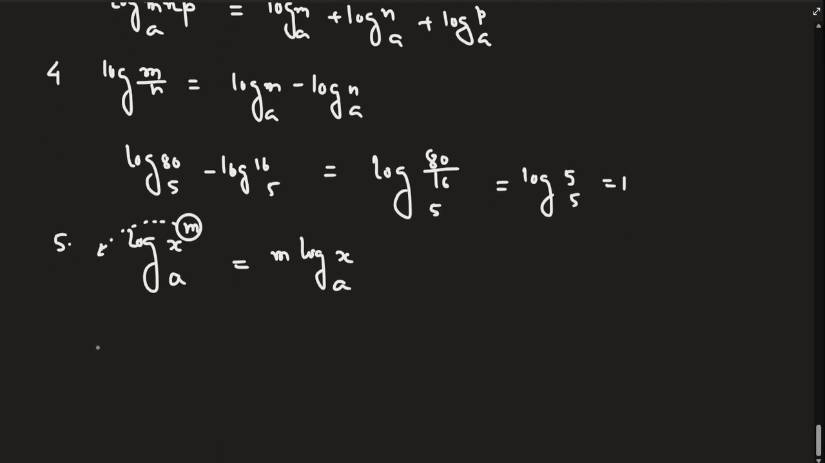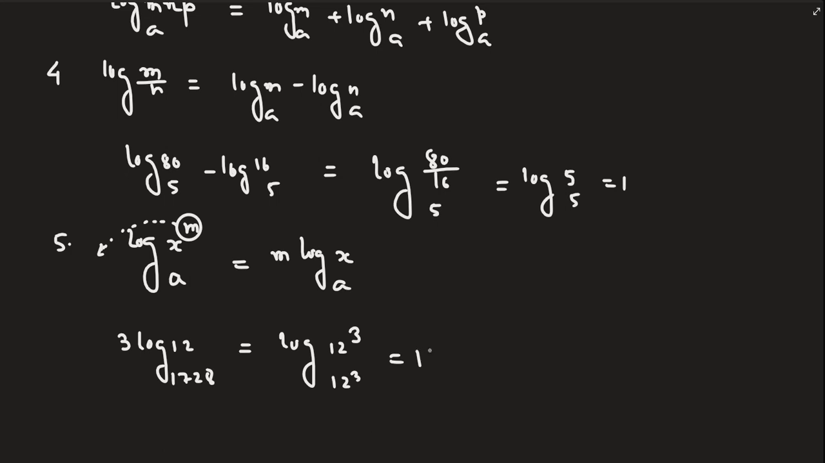Suppose we want to calculate these values. Log base 3 of 1728 and here 12. So what is its value? We can easily write 12 cubed, and 1728 you also know is 12 cubed, so this will be 1. Both the numbers are the same, that's why it is 1.